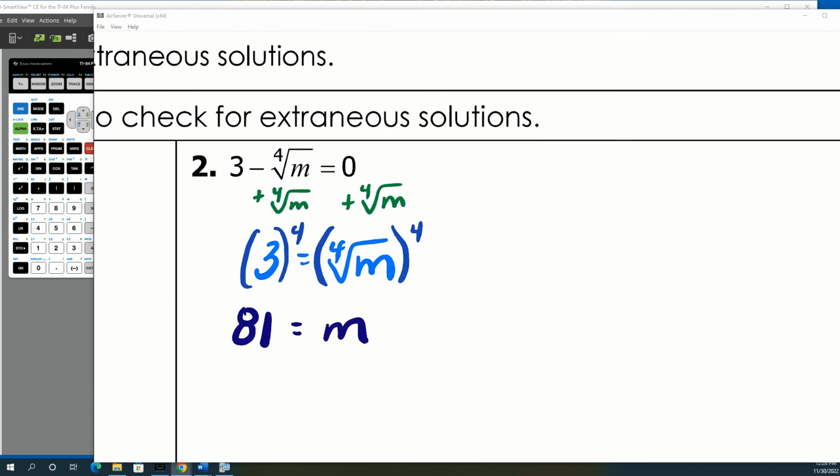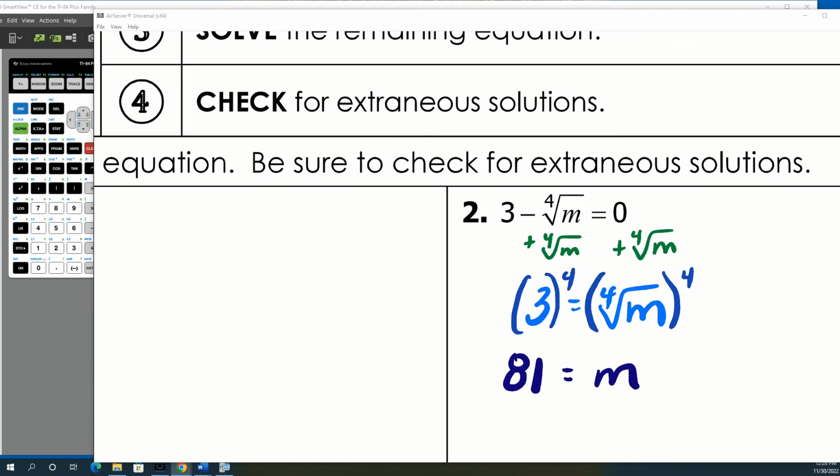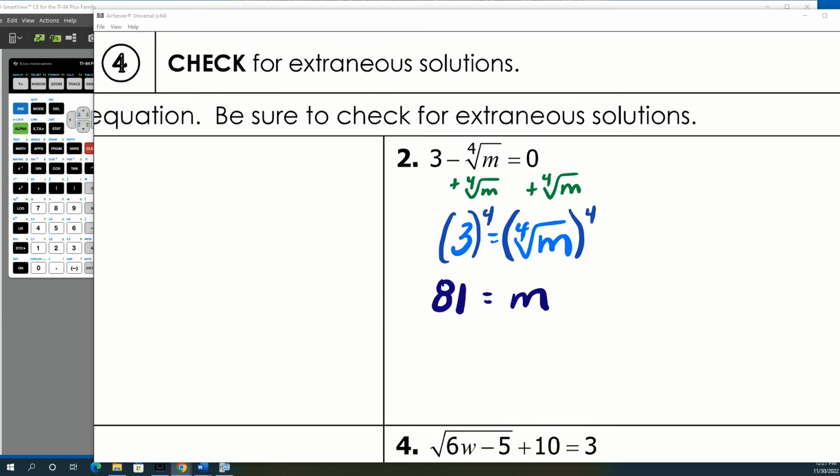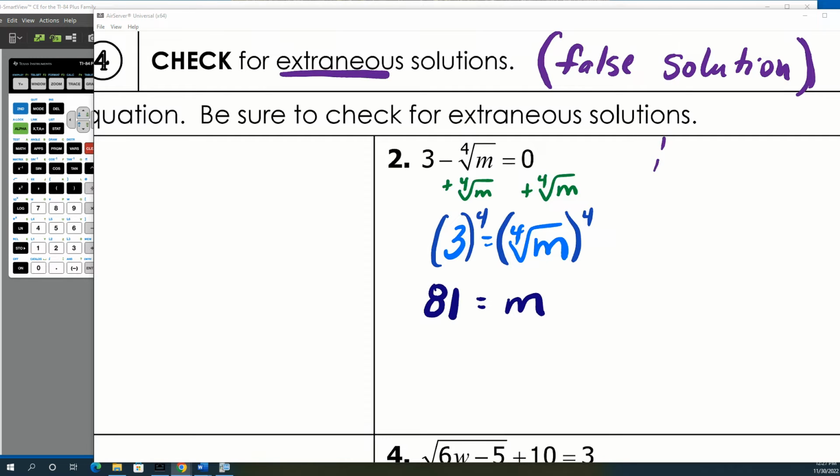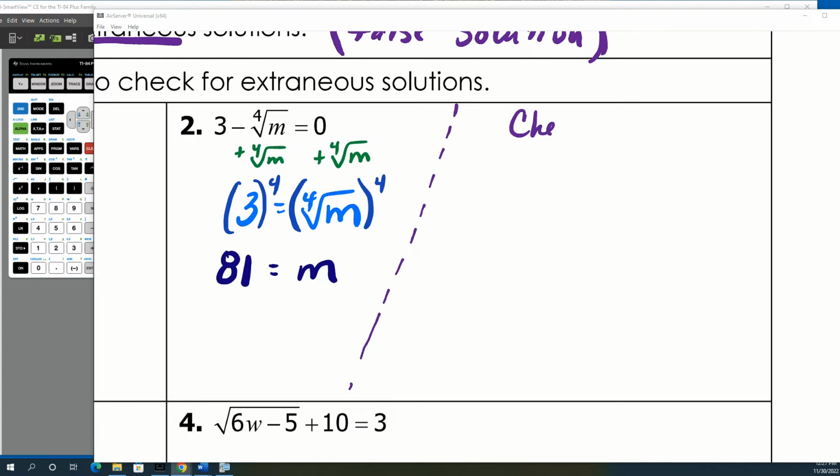Right? And then the last step says to check for extraneous solutions. And this might be the first type of equation you've solved that has extraneous solutions. But an extraneous solution is just a false solution. It's an answer that you get by doing everything right. You do everything you're supposed to do, but when you plug it back in, it just doesn't work. So the only way you know if it's an extraneous solution is to check your solution. So I'm just going to mark off a section in my box and I'm going to check. And when you check it, you want to plug it back into the original problem.